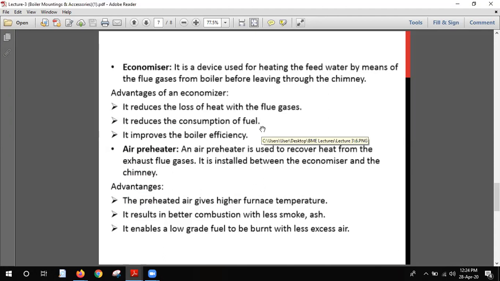Yes, because whatever the amount of fuel we are using, more heat stays inside the system, so less heat is going outside the system. So that's why the overall efficiency is improved.